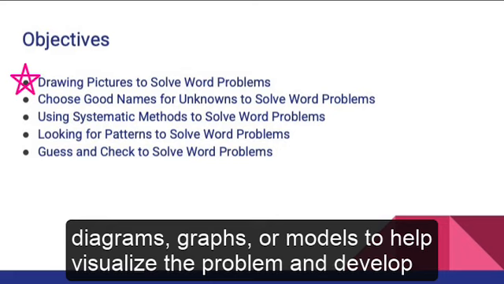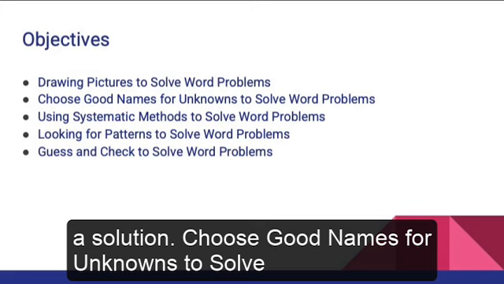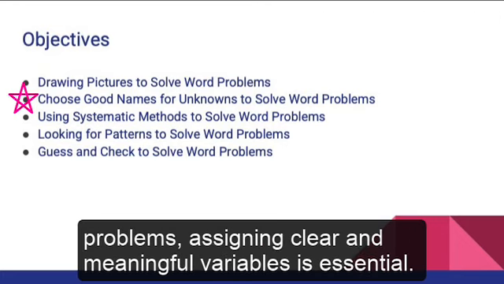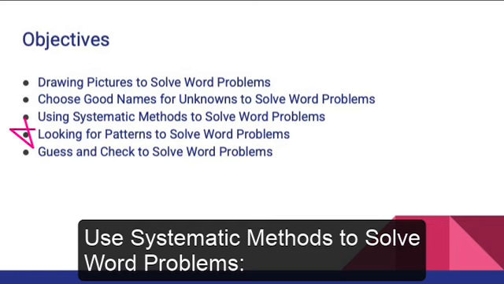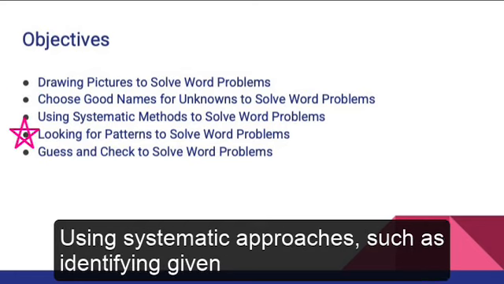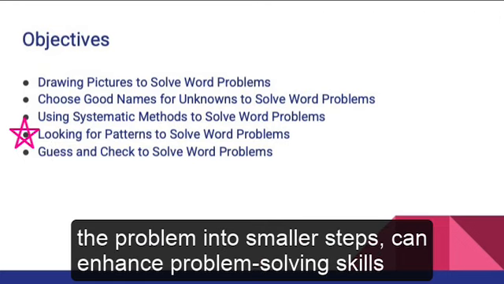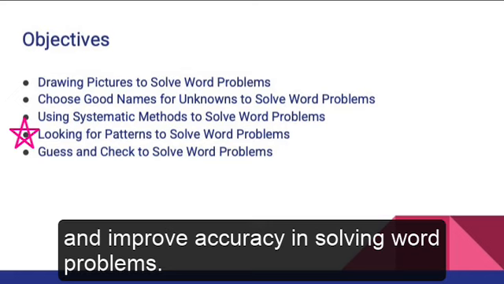Draw diagrams, graphs, or models to help visualize the problem and develop a solution. Choose good names for unknowns to solve word problems. When encountering unknown values in word problems, assigning clear and meaningful variables is essential. Use systematic methods to solve word problems. Using systematic approaches, such as identifying given information, determining the desired outcome, and breaking down the problem into smaller steps, can enhance problem-solving skills and improve accuracy in solving word problems.